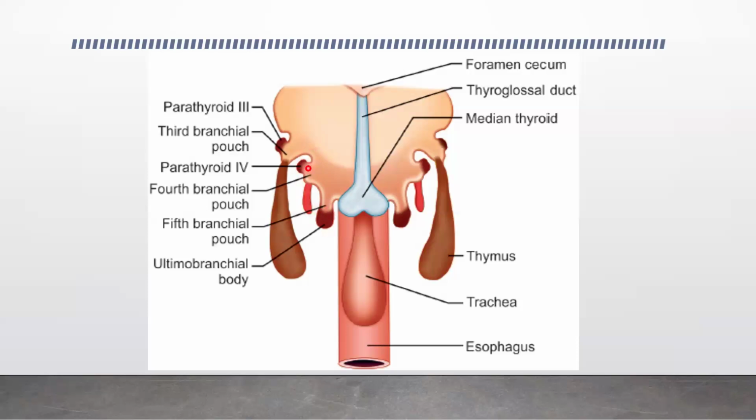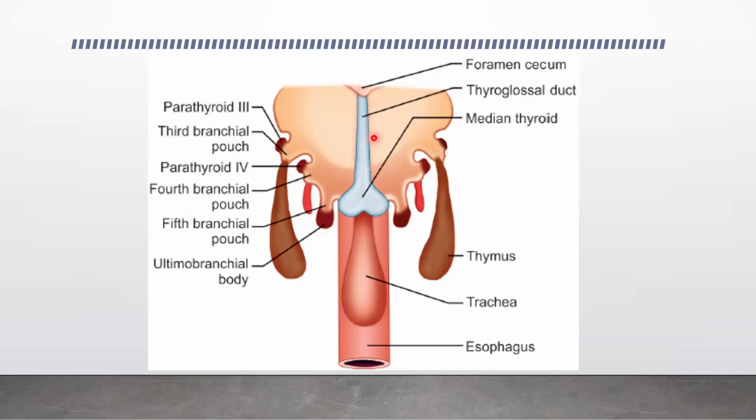So this one would migrate that much, but it will also migrate downwards. But you can appreciate the one that will migrate more is the inferior parathyroid gland coming from the endoderm. Remember, at this point, this tissue is lined by endoderm. And this is the developing pharynx.